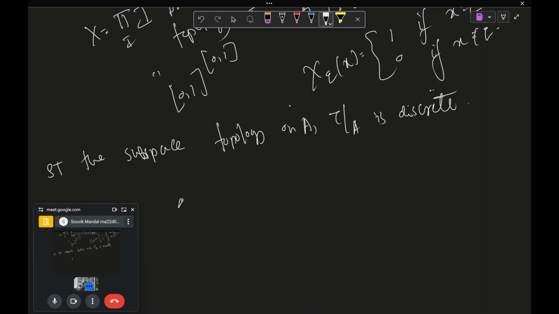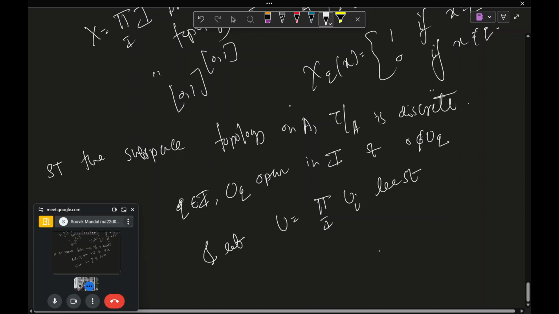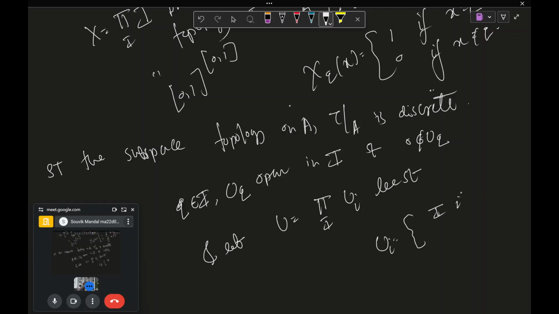So choose q belonging to I, with q not equal to 0. And let U be the product over I of sets U_i, such that U_i equals the whole space for i not equal to q, and U_q equals the chosen open set.